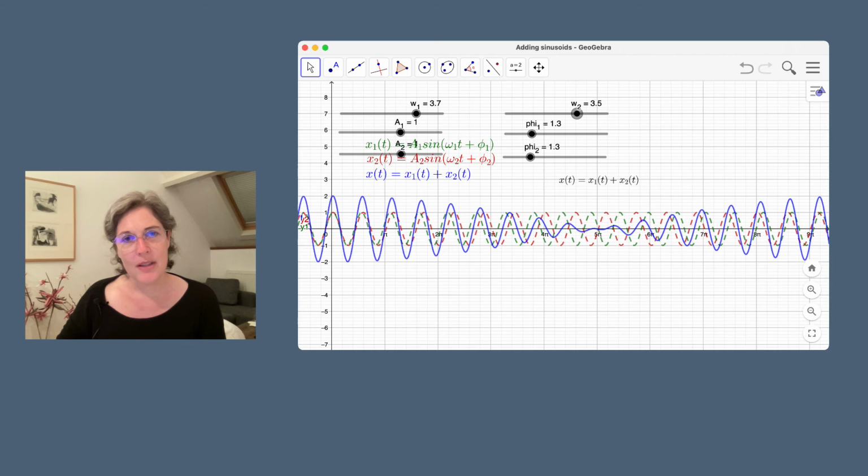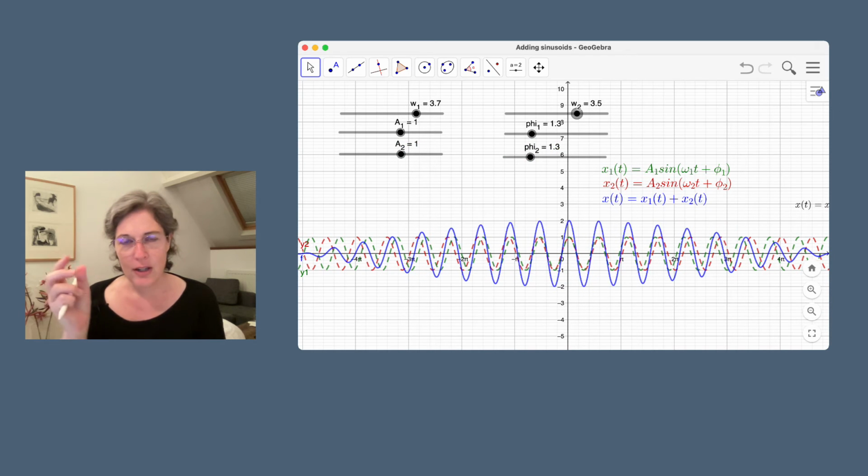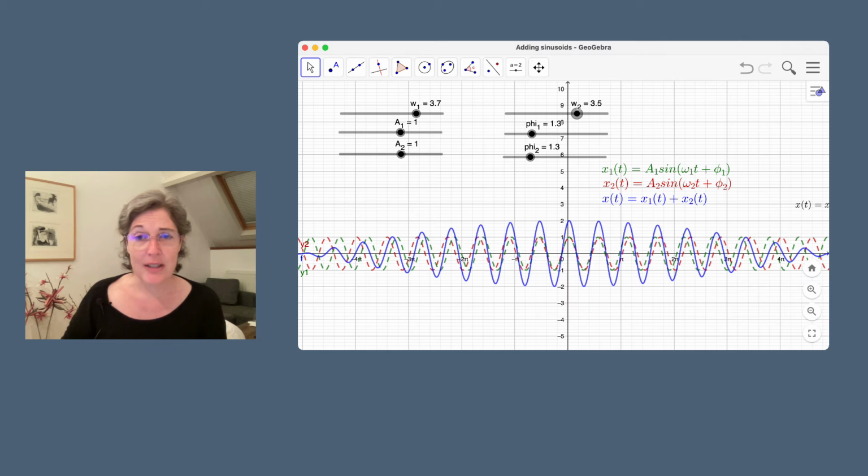So what we can see from this is that if our angular frequencies are very close together and our amplitudes are close together, we get a resulting sinusoid for our sum that is modulated in amplitude in a sinusoidal way. So let's see if we can figure out the mathematics behind that.